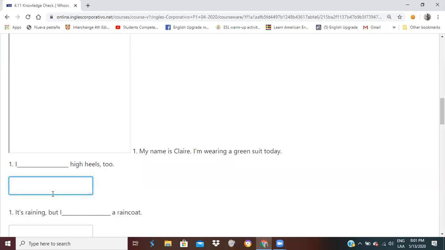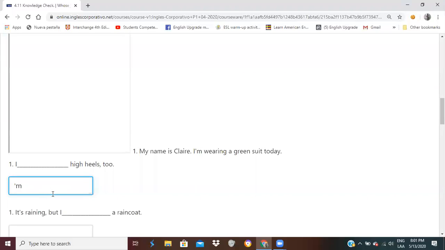I am, o I'm, ¿verdad? Lo puedes poner con apóstrofe M o lo puedes poner AM. I am, como tú deseas. Lo voy a poner yo en contraction. I'm.